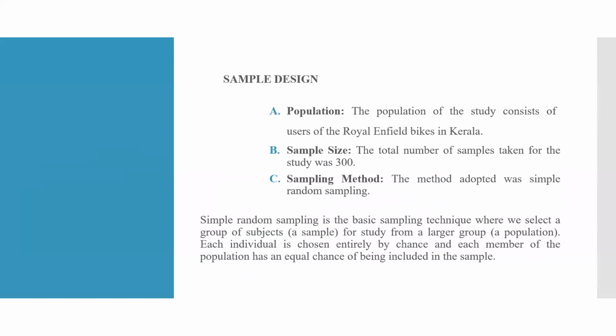In my study, the population I have taken is the population of Kerala, the people who own Royal Enfield bikes in Kerala, and my sample size was 300. And I have adopted the method of simple random sampling.